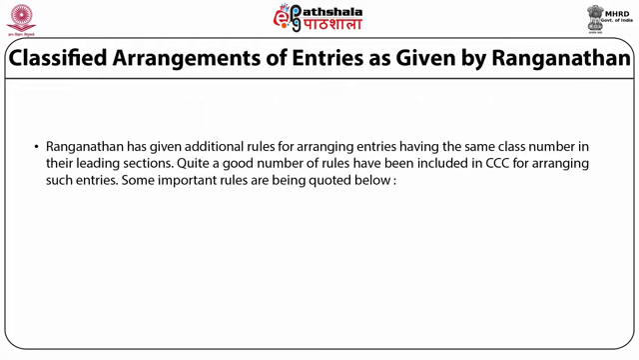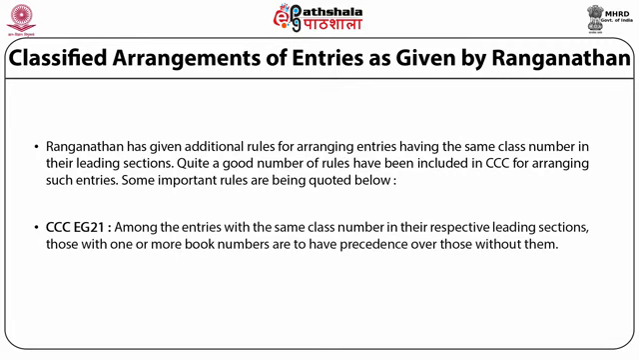Ranganathan has given additional rules for arranging entries having the same class number in their leading sections. Quite a good number of rules have been included in CCC for arranging such entries. Some important rules are being quoted below. CCC rule number EG21: Among the entries with the same class number in their respective leading sections, those with one or more book numbers are to have precedence over those without them.